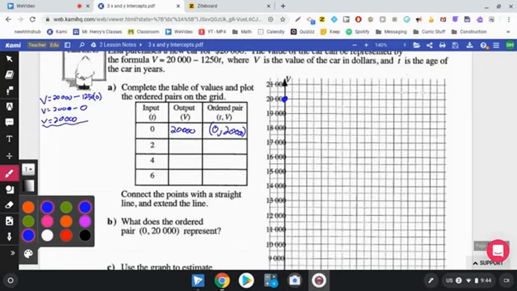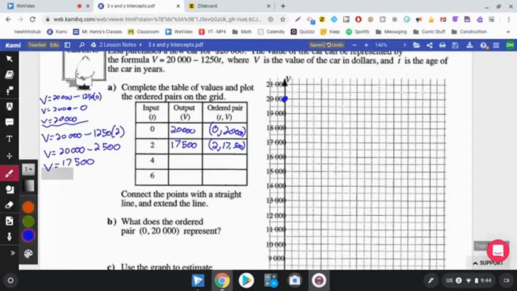And then you'd say, okay, well, now I'm going to plug in 2. V equals 20,000 minus 1250 times 2. So your value equals 20,000 minus 1250 times 2 is 2,500. And I subtract that from 20,000 and I get 17,500. Okay, there's my second point. After 2 years, this car is only worth $17,500. There we go. Okay, great.